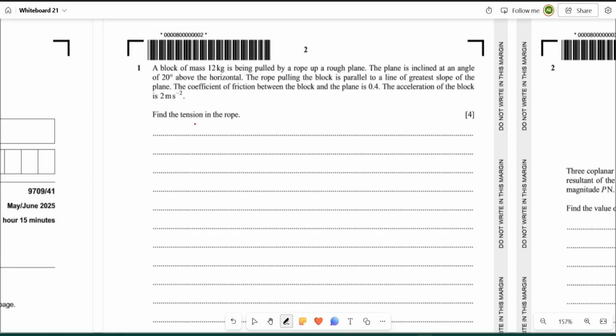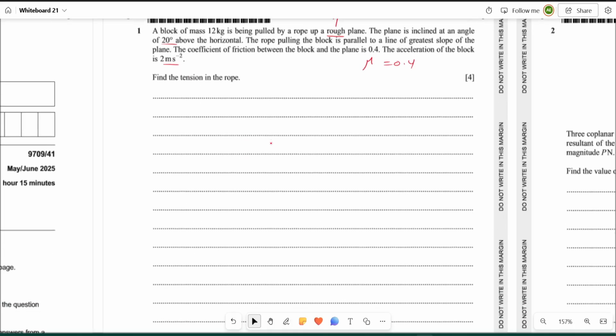First question says, a block of mass 12 kilograms is being pulled up by a rope up a rough plane. What does the word rough tell you? It tells you that there will be some friction. The plane is inclined at an angle of 20 above the horizontal. The rope pulling the block is parallel to a line of greatest slope of the plane. The coefficient of friction, mu, is given as 0.4. Acceleration of the block is also given. Find the tension in the rope.